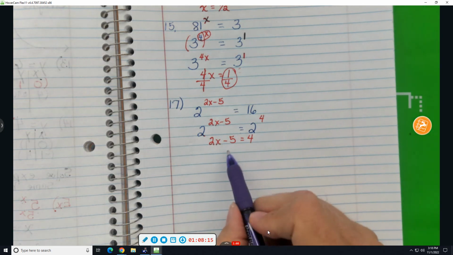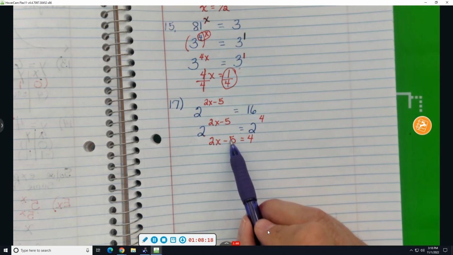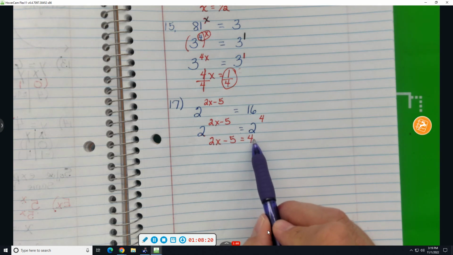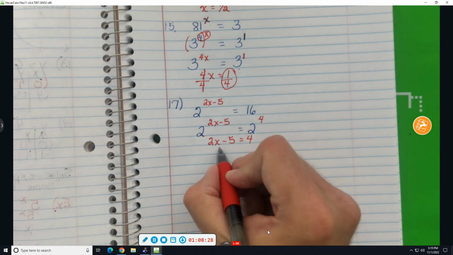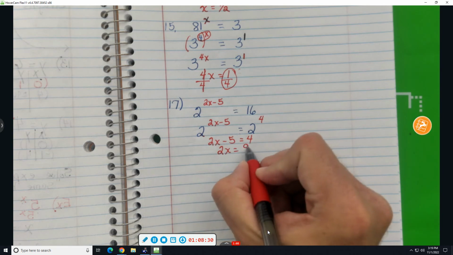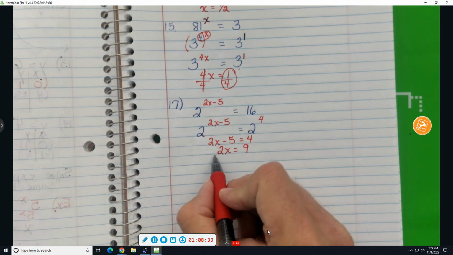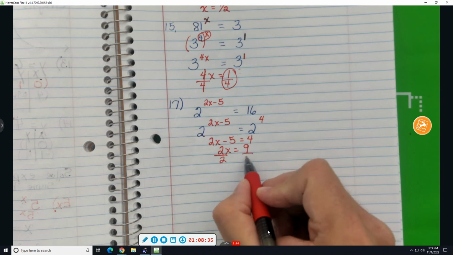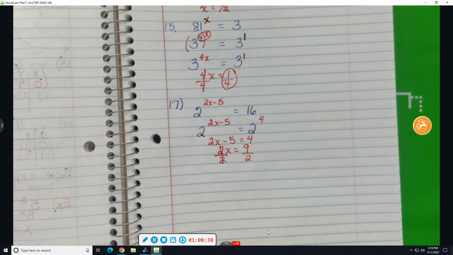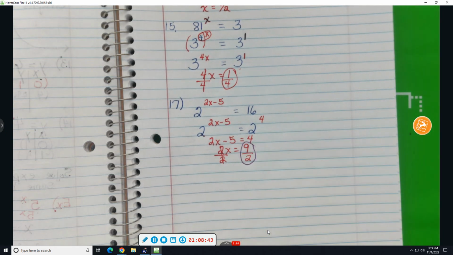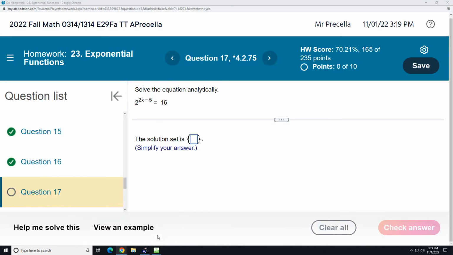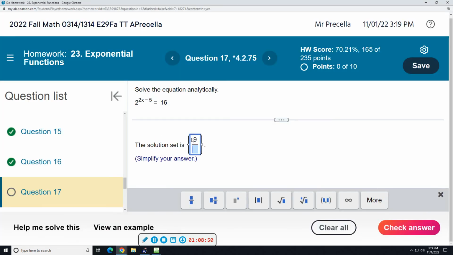So how would I solve this for x? I would move the 5 over. Are y'all caught up with me? And then do what? Divide by 2? So x equals 9/2.